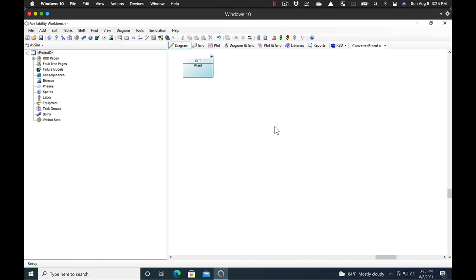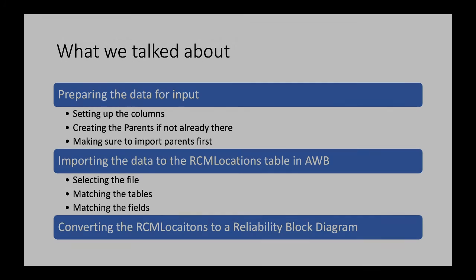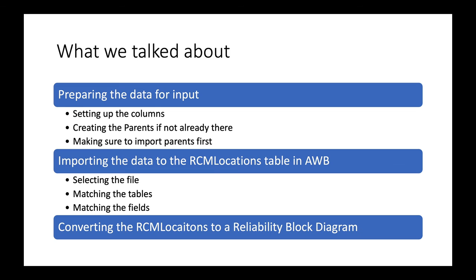And that covers importing data into the RCM locations and converting those locations into a reliability block diagram for further analysis. In this presentation, we talked about preparing your data for input, importing the data to the RCM locations table in Availability Workbench, and converting the RCM locations to a reliability block diagram.